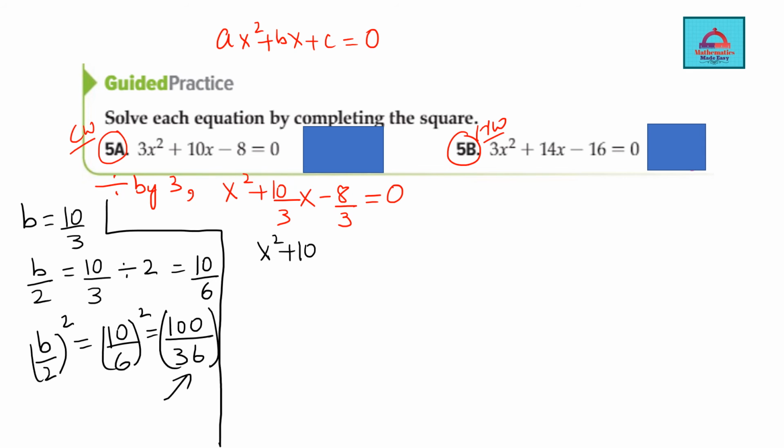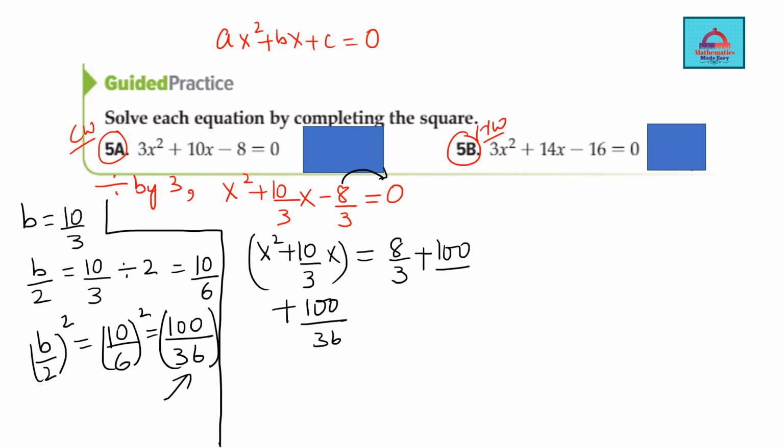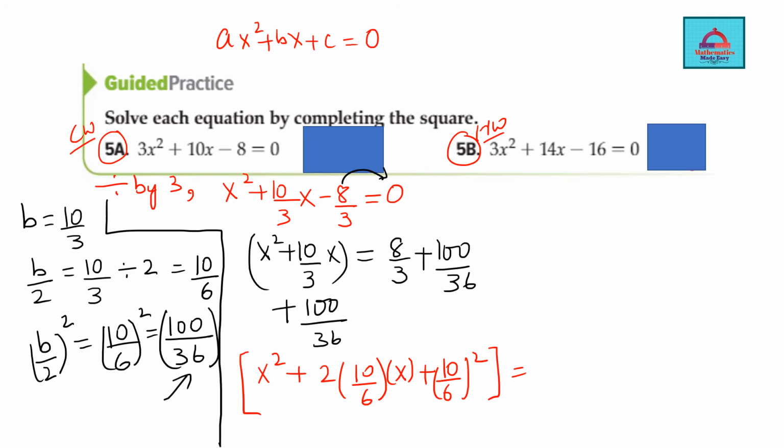So I take x square plus 10 by 3x on one side. We move this on the other side, so it becomes positive. Now we add 100 by 36 here and we add 100 by 36 here. Let's see what simplification we get. We get x square plus 2 times a times b times x plus 10 by 6 whole square. So now we are getting a perfect square trinomial on the left, and on the right I can reduce this.